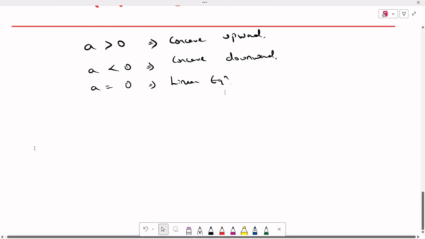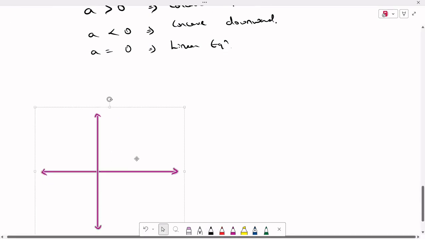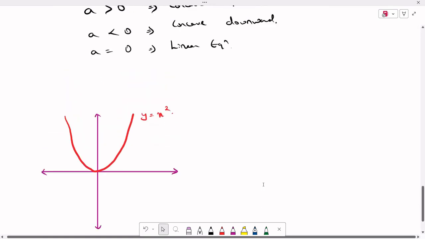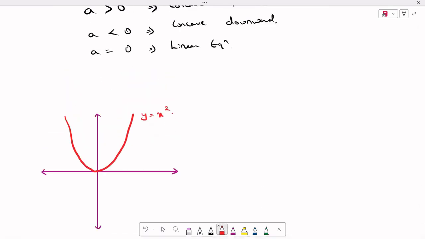What else? Before I proceed, let me show you something. In a Cartesian plane, this is how y is equal to x squared looks like. If a lies between -1 and 1, then we say that whatever graph we are getting, it will be wider than y is equal to x squared.